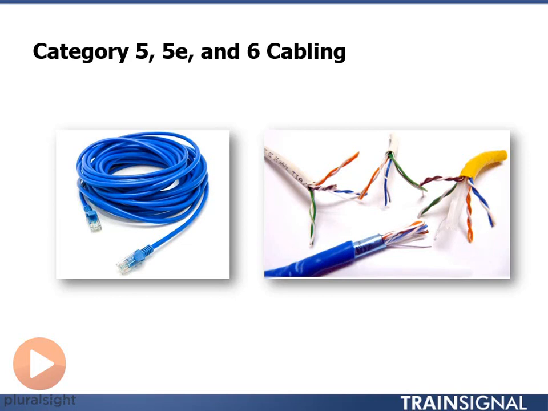These categories are defined by the EIA TIA, which are the Telecommunications Industry's standards body. And these types of cables are really just meant for passing different speeds of traffic through it. Cat 5 is designed really for 100 meg Ethernet. Cat 5e was designed to go up to gig Ethernet. And then Cat 6 cabling is designed to handle gig and potentially higher speeds than gig.